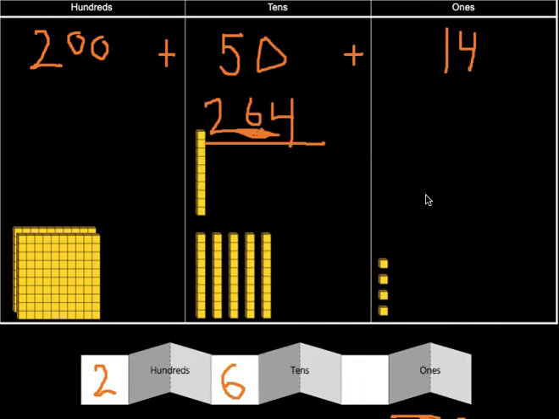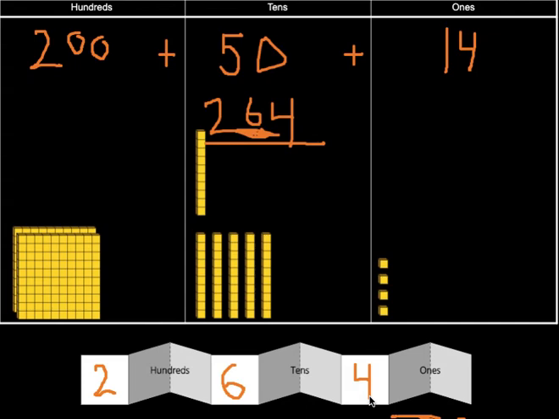Okay, let's go back through. 2 hundreds, 6 tens, how many ones? And 4 ones. Now our number expander shows us 264.